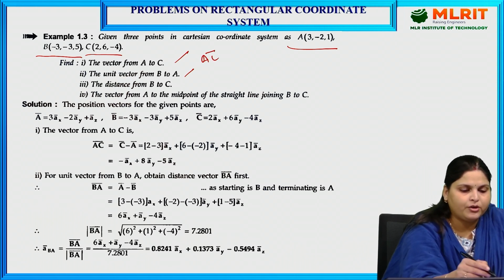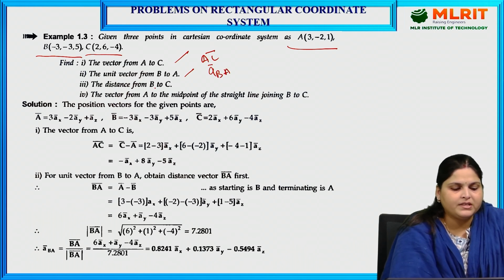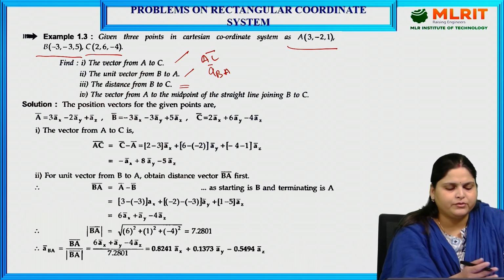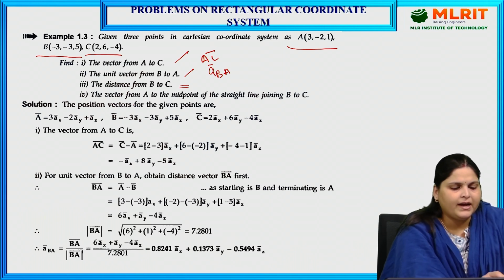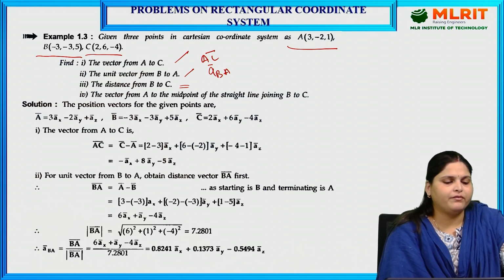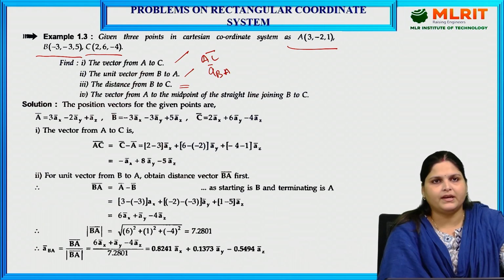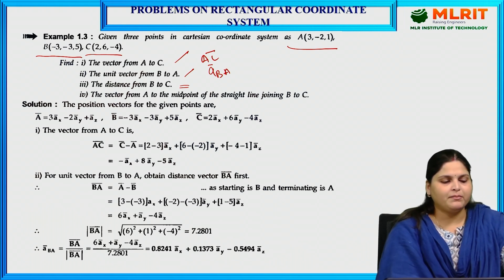We need to find the unit vector, which means we need to find a_BA. Also, we need to find the distance from B to C. We can find it by using mod also, but that will be the magnitude. We can find the distance, and then we need to find the vector from A to the midpoint of the straight line joining BC. So, let's start one by one.